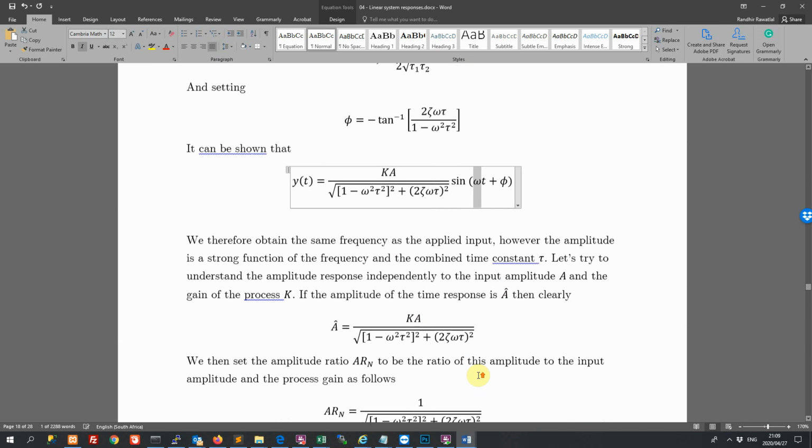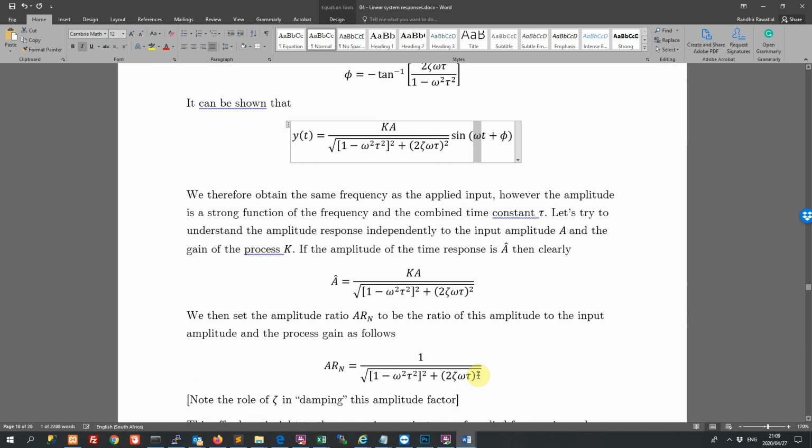But anyway, what we can say here is that there does exist this amplitude issue, right? And they define an amplitude ratio. So in the field of control, we can define the amplitude ratio as the ratio of the expected amplitude increase.